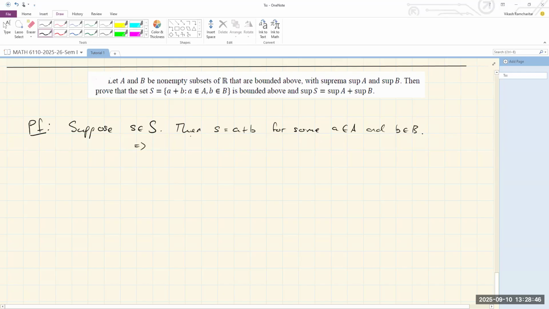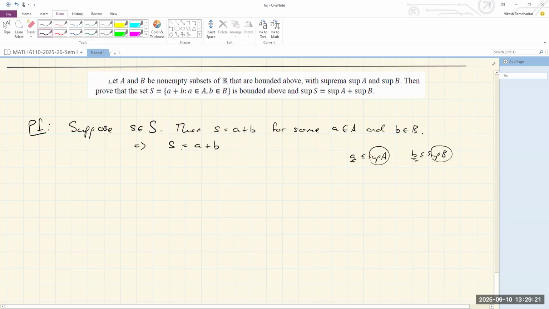But that implies, remember, s is equal to a plus b. a is an element of the set A, so a is less than or equal to its supremum, and b is less than or equal to its supremum, because the supremums are upper bounds. So think of these supremums as simply numbers. The supremums are upper bounds. So every element in A will be less than or equal to its supremum, and every element in B will be less than or equal to its supremum.